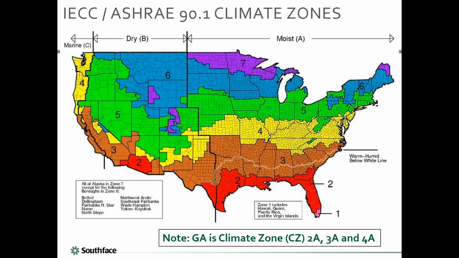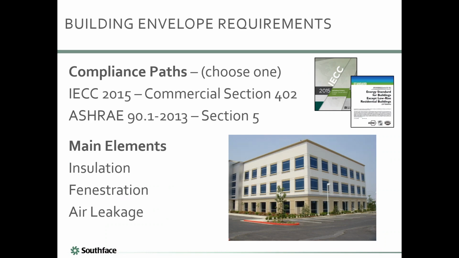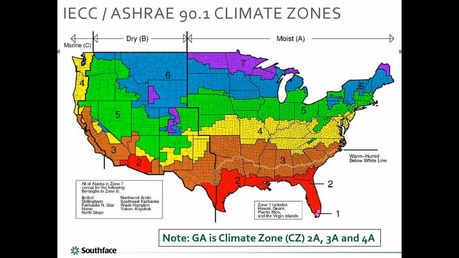So the main part under envelope is there are three main areas: insulation, fenestration, and air leakage. I think it's pretty obvious, but you're going to need to figure out which climate zone you're in. Most of the South is either climate zones 2, 3, or 4, and everybody on this side of the Mississippi or thereabouts is in a zone that has a letter A, which means a moisture heavy zone. B is a dry zone, that's out here, and C is, I call it the Seattle zone. That's what I call it, the marine zone.